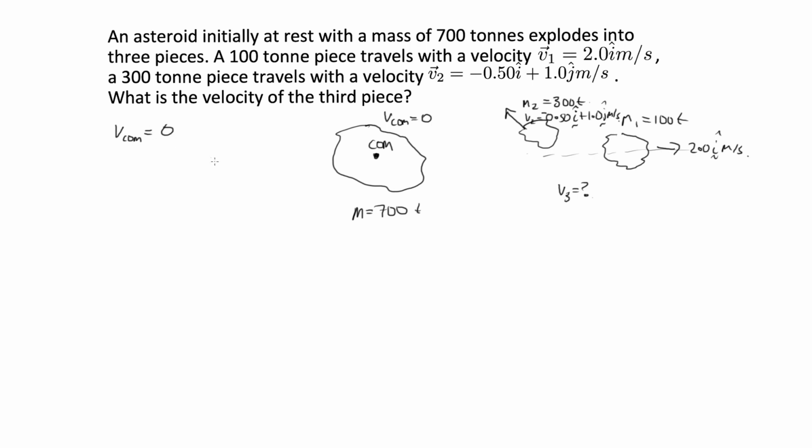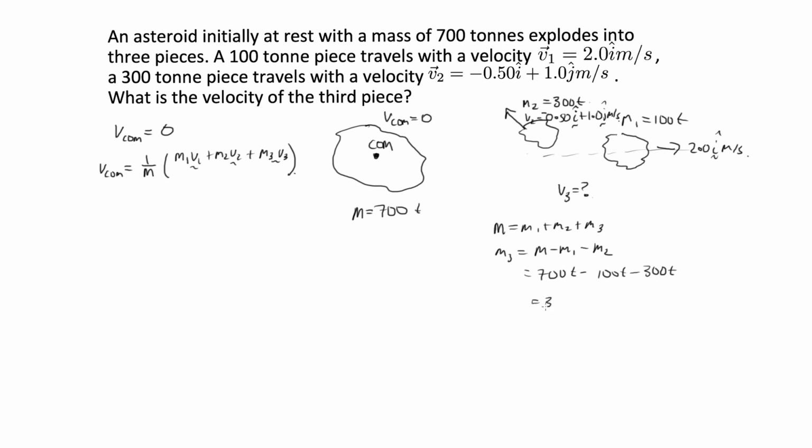It's always 0. So I can say VCOM is equal to 1 over m, where m is the total mass, which is the 700 tons, which is equal to m1v1 plus m2v2 plus m3v3, and these are all vectors. So we can start by working out what m3 is, because we know that m is equal to m1 plus m2 plus m3. So m3 is equal to m minus m1 minus m2, which is equal to 700 tons minus 100 tons minus 300 tons, which is equal to 300 tons.